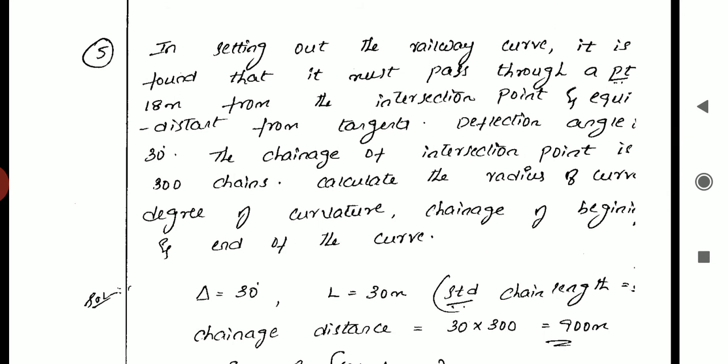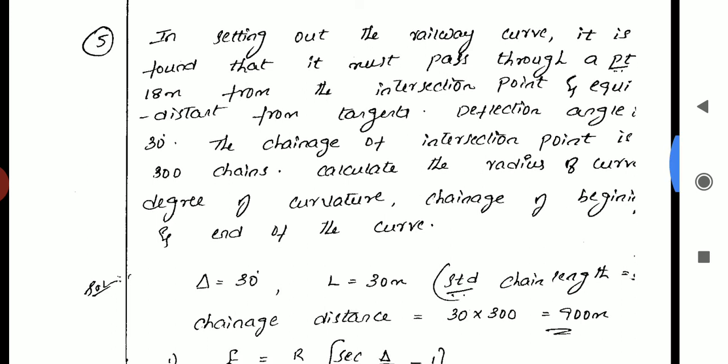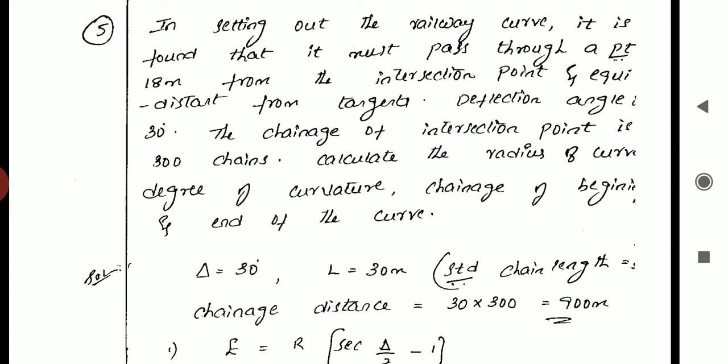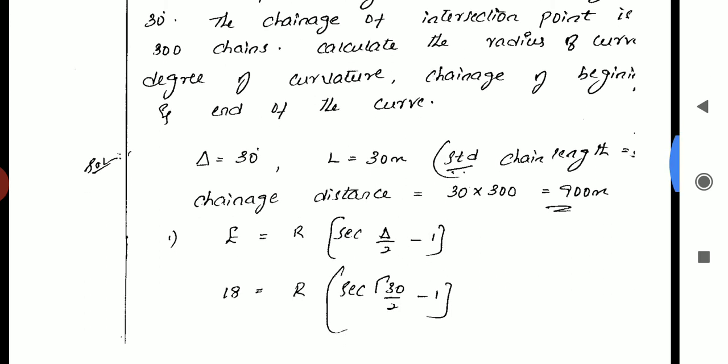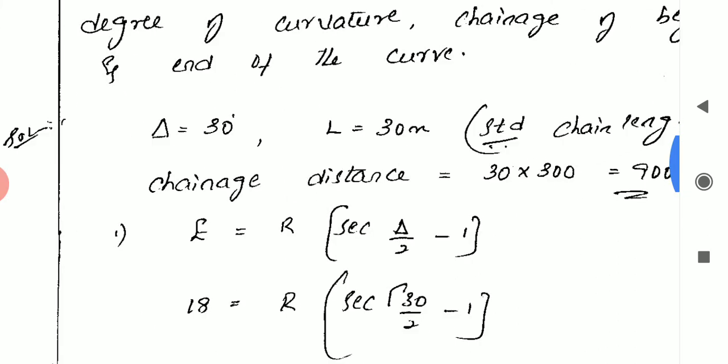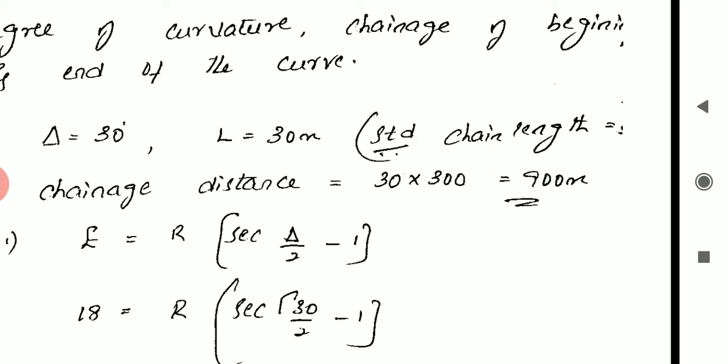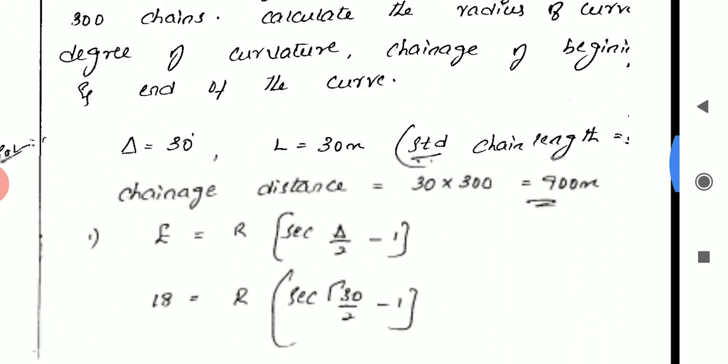Okay, for setting out a railway curve, it is found that it must pass through a point 80 meter from the intersection point and at equal distance from the tangents, deflection angle 30 degree. The chainage of the intersection point is 300 chains. Calculate the radius of the curve, degree of curvature and chainage of beginning and end of the curve. See what is given in the question, delta equal to 30 degree, L equal to 30 meter. Okay, it is standard. The designation of the curve we already know, L equal to 30 meter, and the chainage distance is.